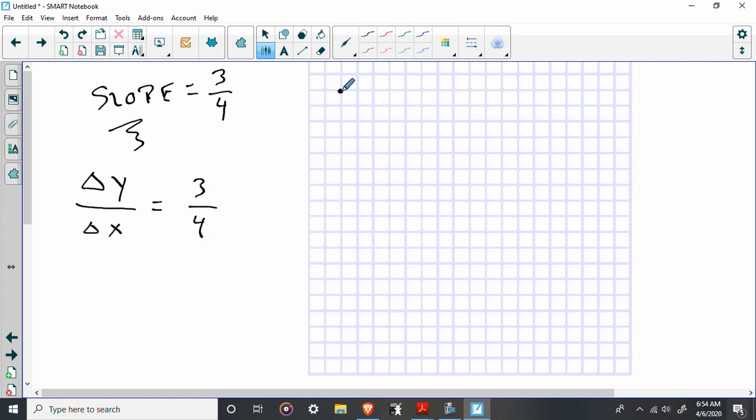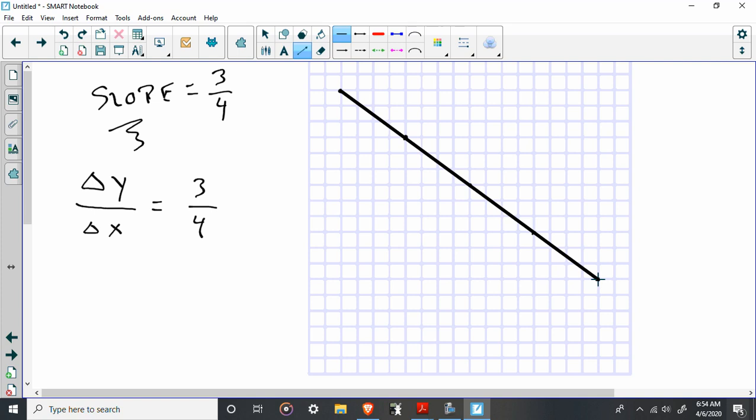So from this point, I'm going to go down 1, 2, 3, 1, 2, 3, 4. Down 1, 2, 3, 1, 2, 3, 4. Go one more. 1, 2, 3, 1, 2, 3, 4. Okay. So here's my slope of 3/4. Right. Not really a big deal, right?